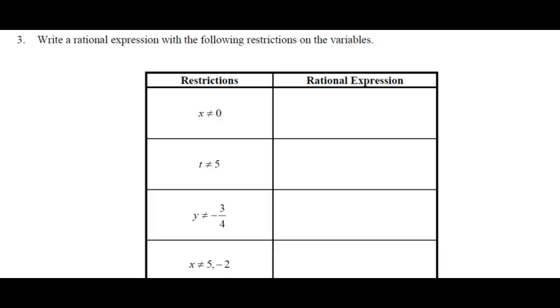Write a rational expression with the following restriction. So x can't be 0, so what do I need? I need an x by itself on the bottom. What do I need up top? Anything you want. 7 over x. 2x squared minus 12x plus 32 over x. What's important is there must be an x by itself.